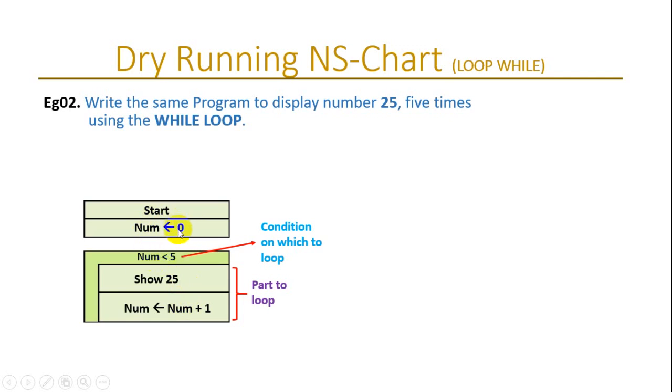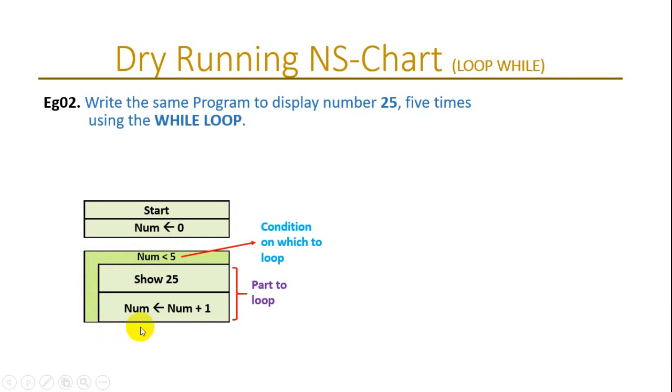Now in this case we have put 0, so the first time it will be less, and therefore it will go inside here. But let's assume we put 10 into num. As soon as you come here, is num less than 5? No, because num has 10. If we put 10, then this is false. So the first time itself it's false, and it will come out of the loop.